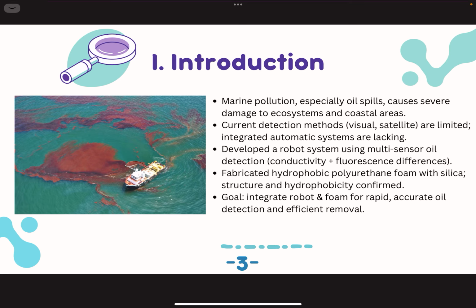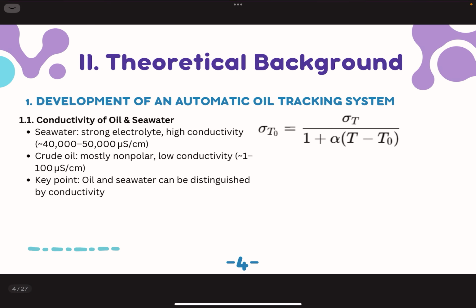Marine oil spills seriously damage coasts and ecosystems, so we developed a robot that uses sensors and hydrophobic foam to quickly find and absorb oil on the sea surface.